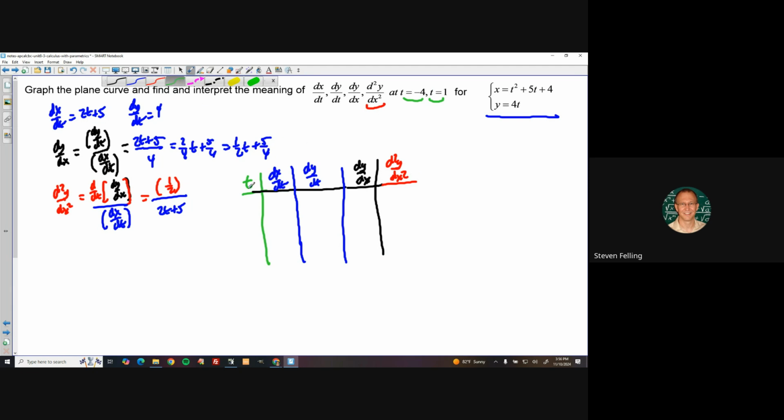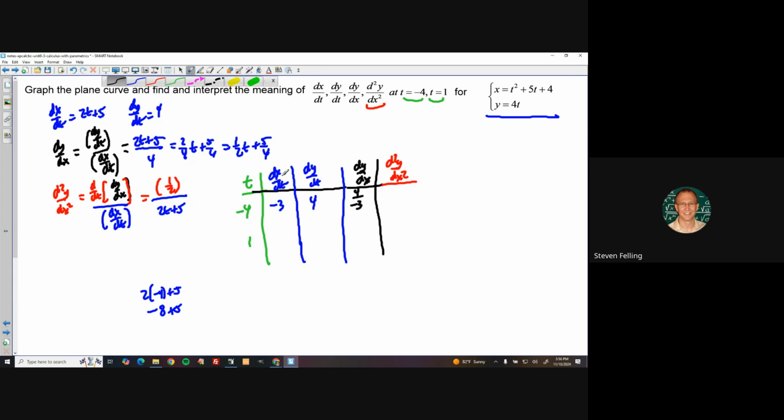All right, so the parameter values they gave were -4 and 1. So if I were to plug -4 into dx/dt, that would give me, I'm going to do the work down here, 2 times -4 plus 5 is -8 plus 5, so that is -3. Okay, if I do that with the dy equation, it's just 4. Okay, and if I then compute the dy/dx, that is just the dy/dt number over the dx/dt number. So it's going to end up being 4 over -3.